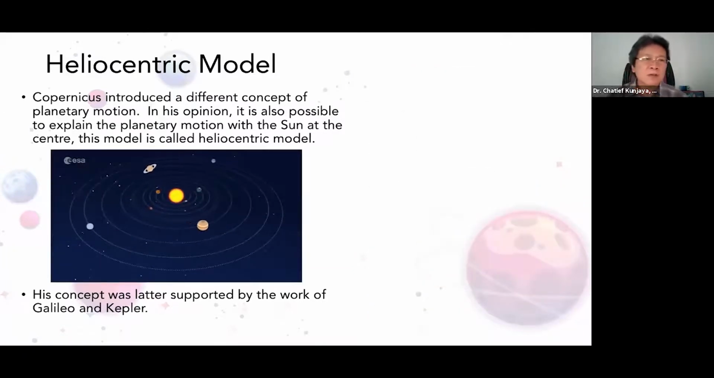So this is the model of Copernicus, the movement of the planets surrounding the sun. And this concept was later supported by the work of Galileo and Kepler. As you know, Galileo is the first person who saw Jupiter and its satellites. The satellites of Jupiter move surrounding Jupiter. So he could imagine that the planets also have a movement similar to the satellites of Jupiter.